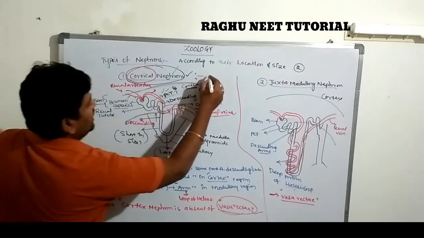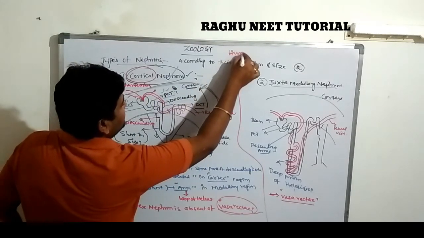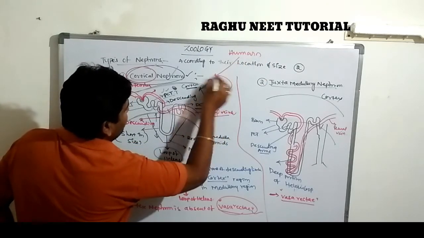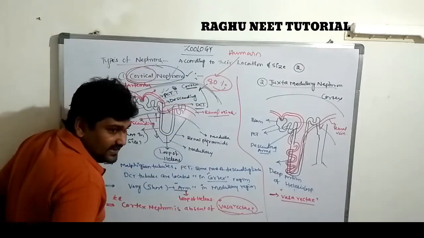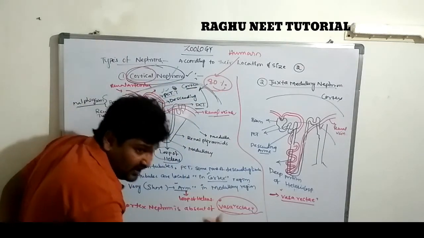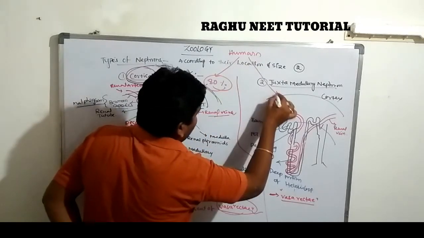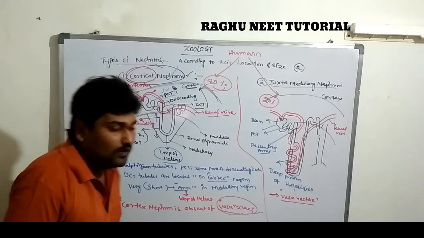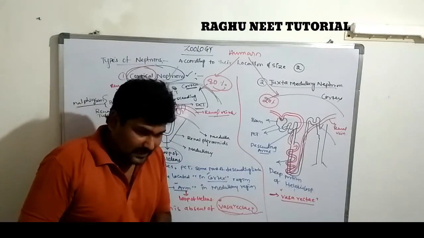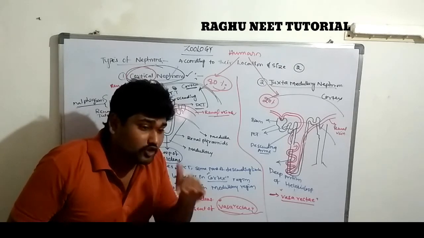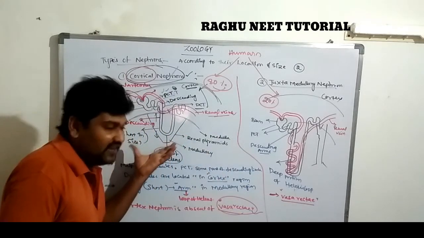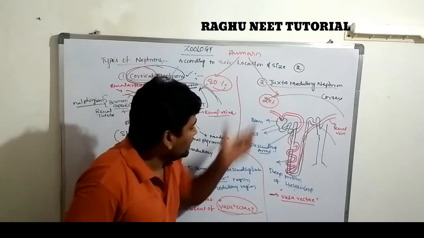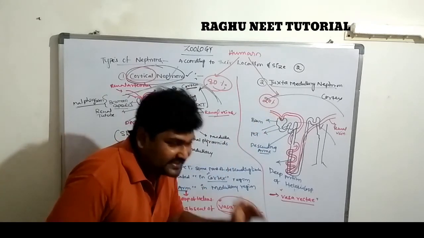In human beings, 80% of our kidney contains cortical nephrons. Which type of nephron makes up 80%? Cortical nephrons. Only 20% are juxtamedullary nephrons. So the majority of the nephrons, approximately 80% of the total number, are cortical nephrons, and juxtamedullary nephrons are only about 20%.